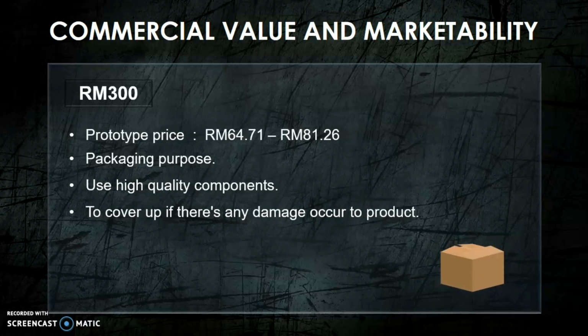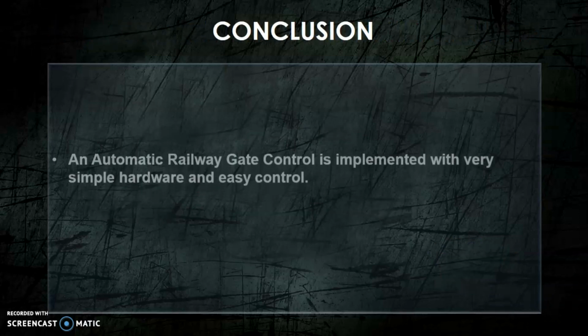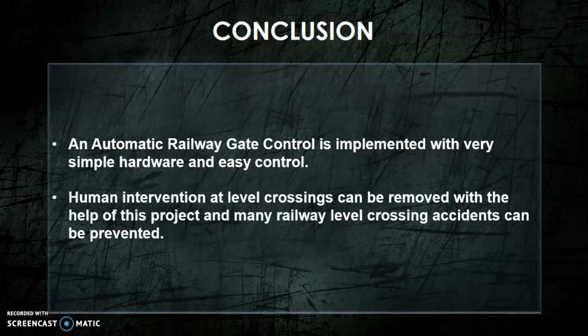The marketability is quite high since the train is one of the most used public transports all around the world, and this automatic system can be a huge help for human safety. All in all, I can conclude that the automatic railway gate control is implemented with very simple hardware and easy control. Human intervention at level crossings can be removed with the help of this project, and many railway level crossing incidents can be prevented. And that's all from me.